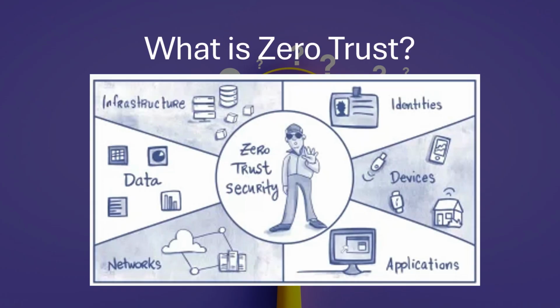Zero Trust, as defined by NIST SP 800-207, is a security model that assumes no implicit trust. Every request is authenticated, authorized, and encrypted, applying least privilege access. Policies adapt dynamically based on identity, device, and risk, operating under an assume breach mindset to secure resources everywhere.